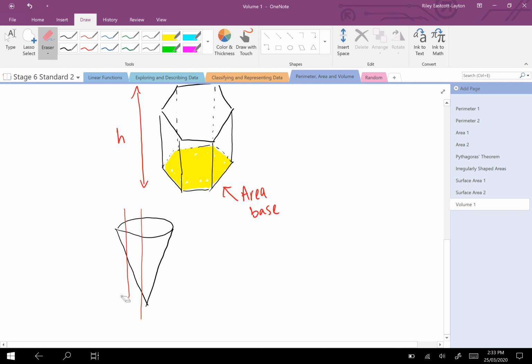So this is not one of the shapes where this rule would apply, of the area of the base times by the height. And I can't say for sure, but what you'll probably find out at some point is that cones have their own little formula that you would have to use to work out the volume.